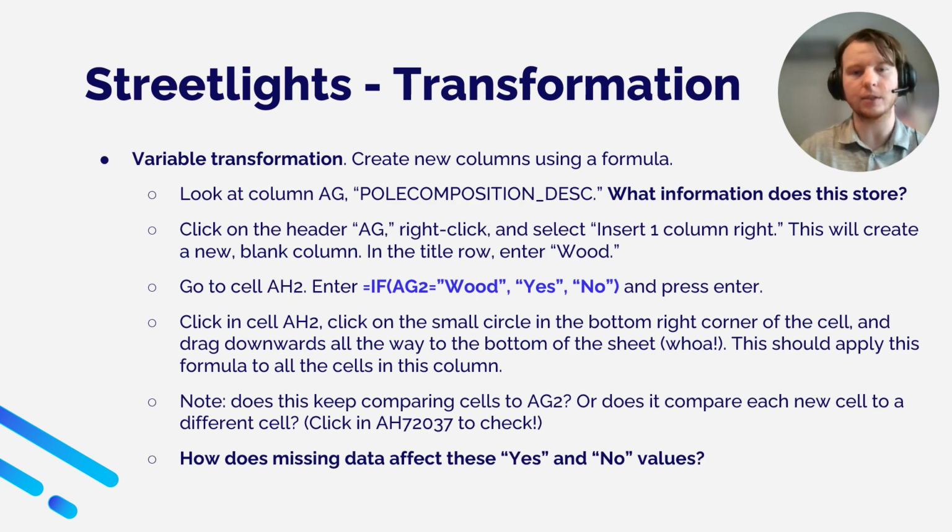Next up, we're going to look at some transformation. In column AG, we see pole composition description. We're going to create a new column, and the way this column is going to be filled is if the AG value is wood, then this column will store a yes. If it's not that, then it'll store a no.